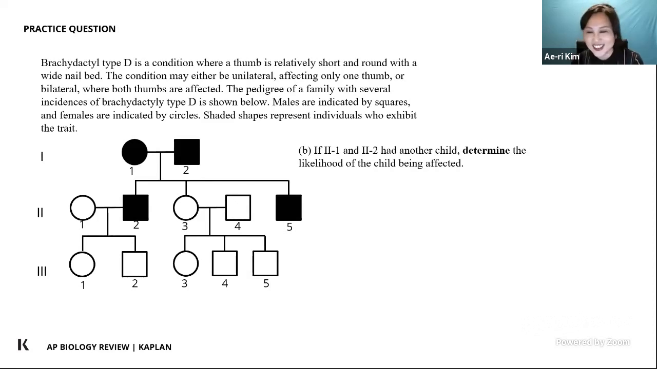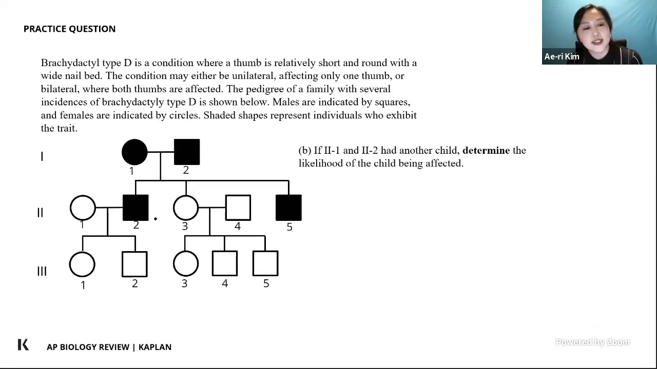Everyone typing in is correct. Well done, excellent job. So here's the thing. Would you get full points if you said 50%? No, remember, it needs to be a complete sentence. Because the verb there, determine, means you need to say why you think this, so make it a complete sentence: the child is going to be 50% affected because, and then provide the proof of that. Make sure you put some proofs in there.